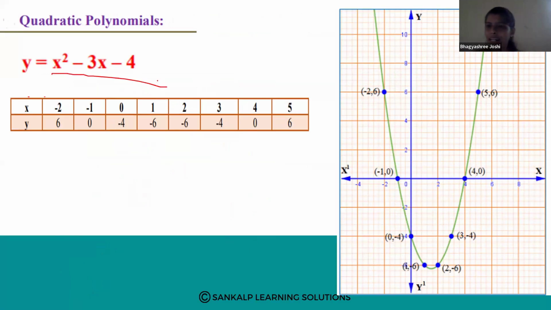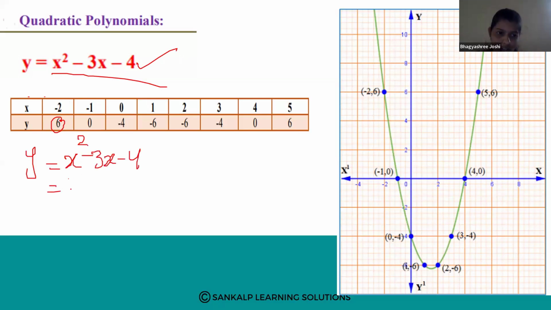Quadratic means x square minus 3x minus 4, right? So this is quadratic. Power is 2. If we take x is equal to -2, we get 6. So try it and see. If I sit and do it now, it will be late. So try it. y is equal to x square minus 3x minus 4.